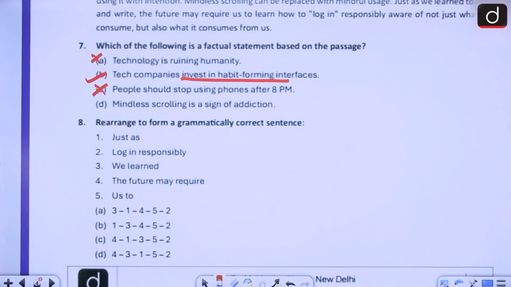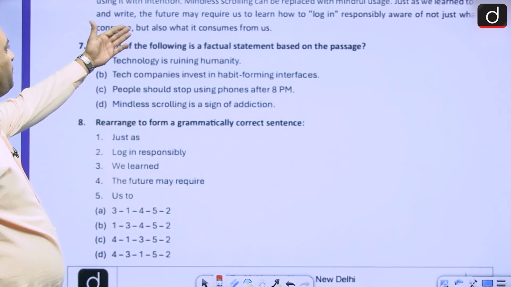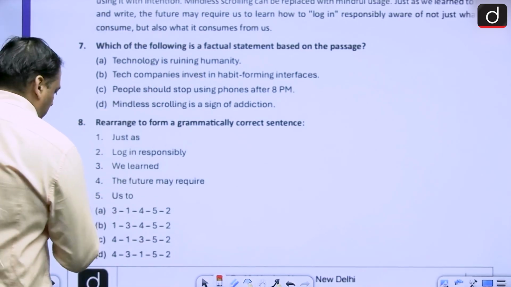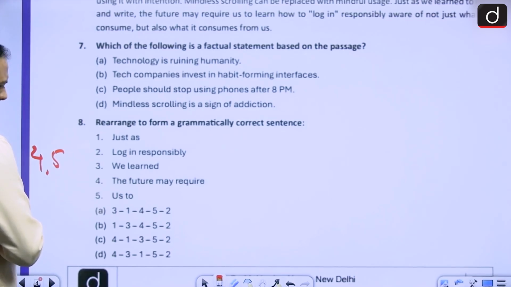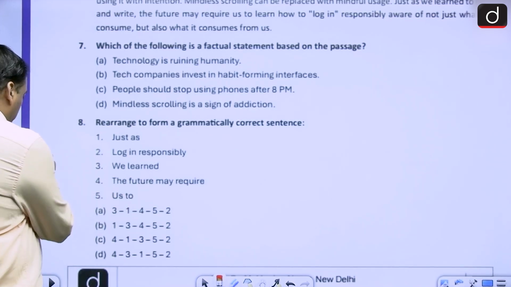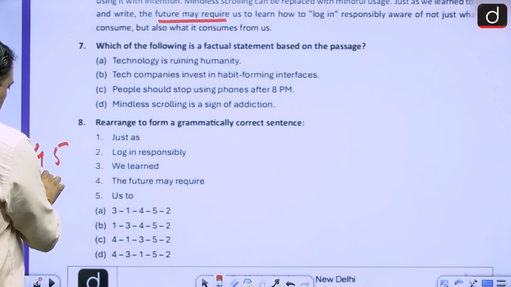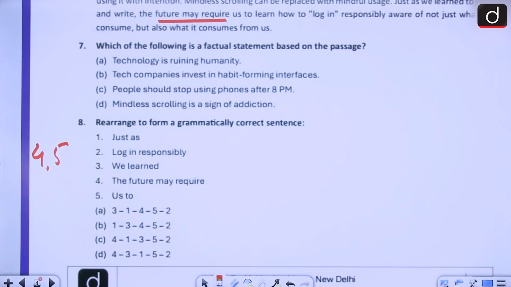Now, just as we learn to log in responsibly, the future may require. It is given in the passage somewhere. Now, we should go through it. The future may require us to. So first of all, the fourth one, then the fifth one. Okay, fourth and fifth. The future may require us to learn. Where is learn? It is not given here. So, not clearly. Now, just leave it. We should go from here.